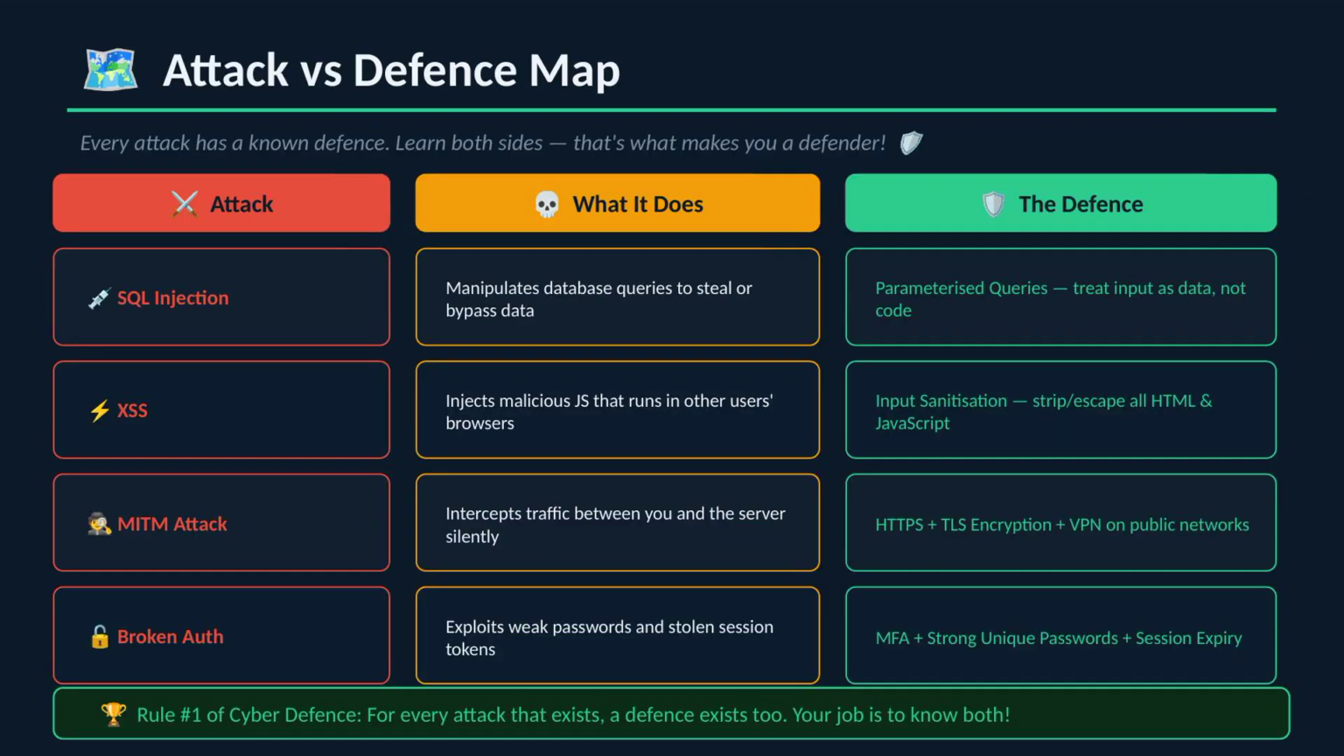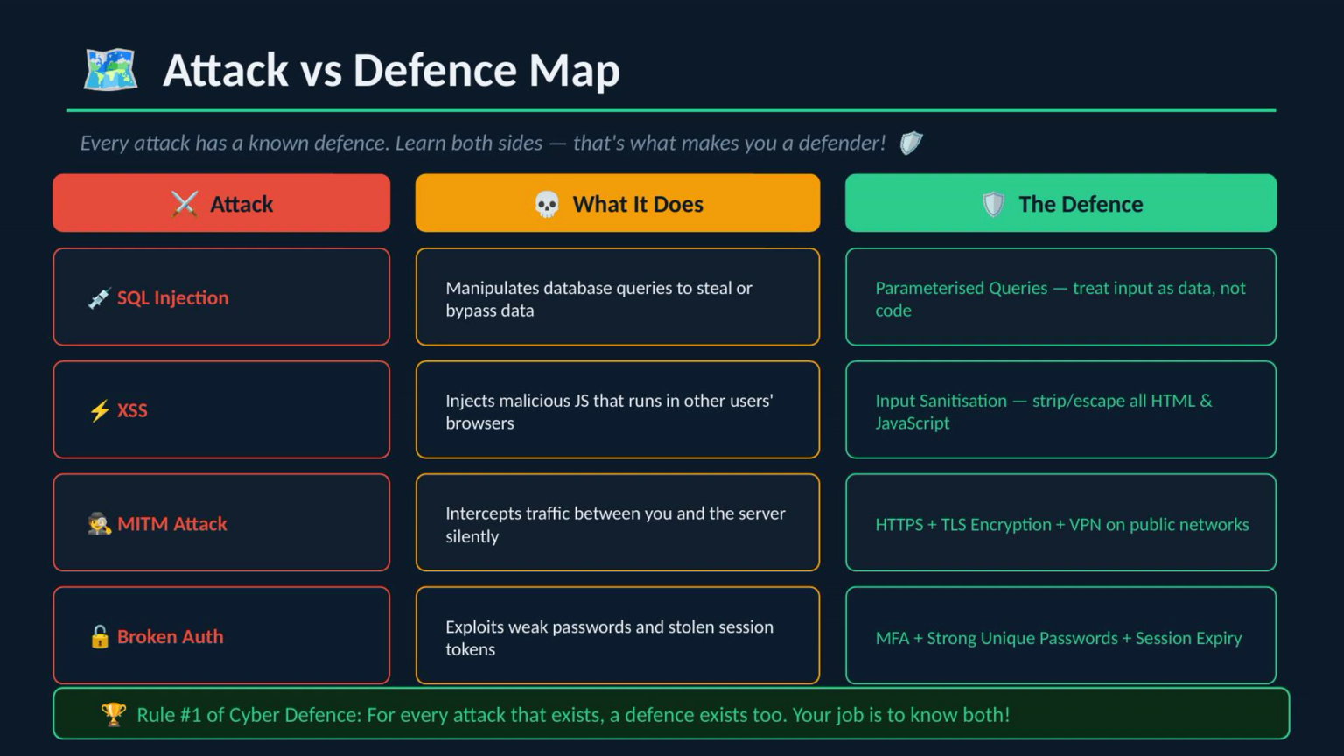Now let us put it all together with the attack versus defense map. For every attack, there is a known defense. SQL Injection is defeated by parameterized queries, where all user input is treated as data and never as code. Cross-site scripting is defeated by input sanitization, stripping or escaping all HTML and JavaScript from user input before saving it.